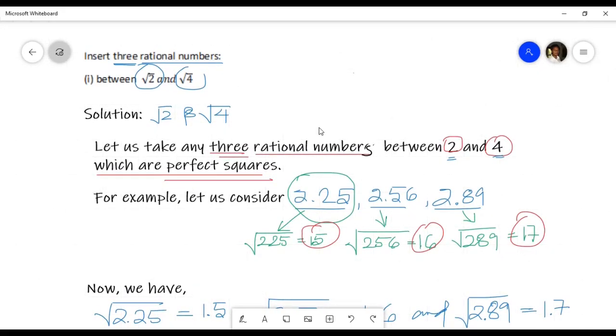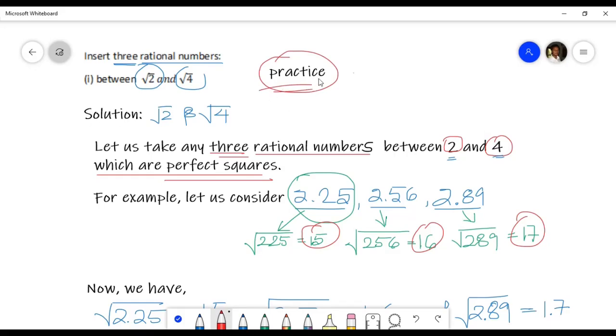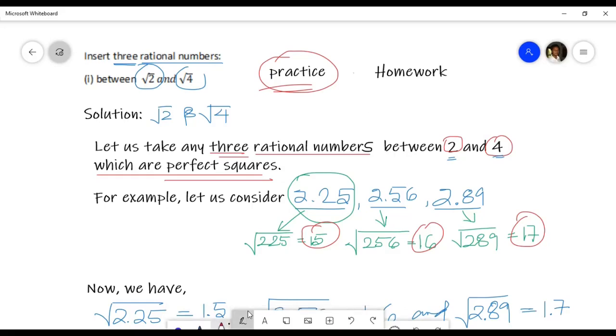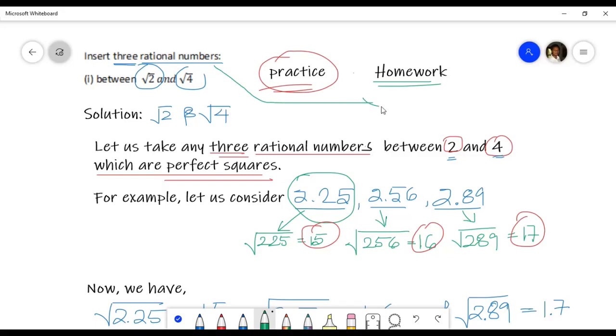Like I say, the best way to learn maths is practice. And I'm leaving you a homework. You have to insert three rational numbers between root 3 and root 5. Look at the problem that I have just solved.